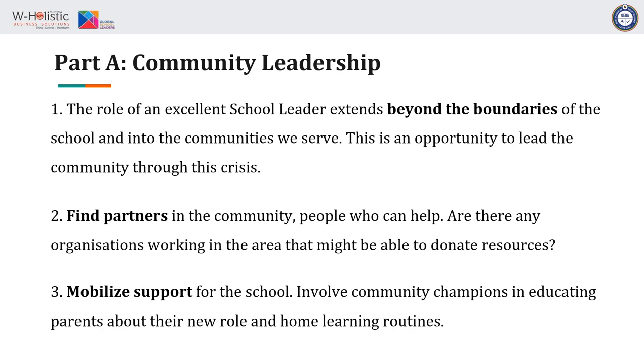A second thing that you need to do when we think community leadership is find partners. There are many companies out there who, just by explaining the fact that learning should not stop, they are willing to go the extra mile for the school. But if you don't ask, then nothing is going to happen. And in asking, you don't just go out there and you're vague. No, you need to be clear about the resources that you need.